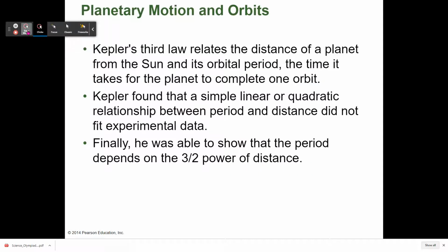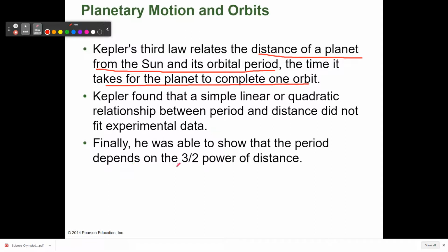There we go. All right, Kepler's third law relates the distance of the planet from the sun to its orbital period. The orbital period is the time it takes for the planet to make one complete orbit. That's its period. Kepler found that a simple linear or quadratic relationship between the period and distance didn't fit his experimental data.